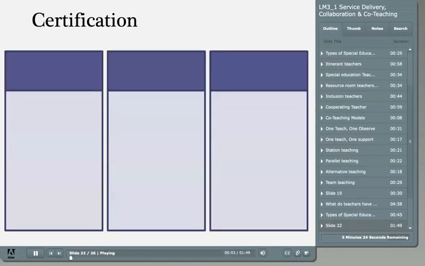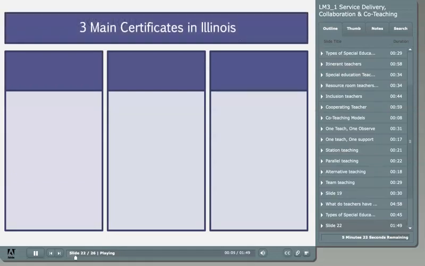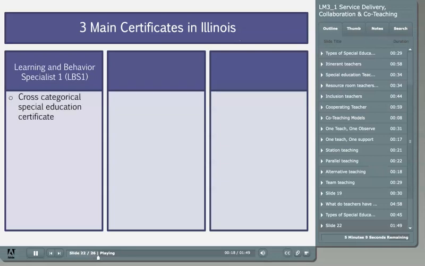Illinois has 3 major special education certification areas. The first one, and the largest, is the Learning and Behavior Specialist 1 certificate. This certificate is considered a cross-categorical special education certificate because it enables one to teach children with primary disabilities in multiple disability categories. Specifically, this means children ages 3 to 21 with any primary disability other than deaf or blind, a teacher with an LBS 1 can teach.